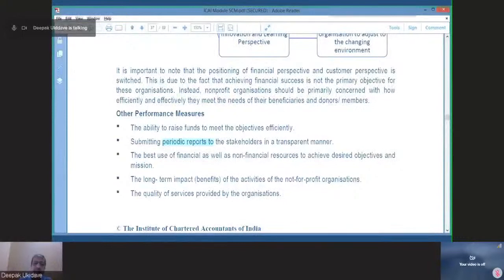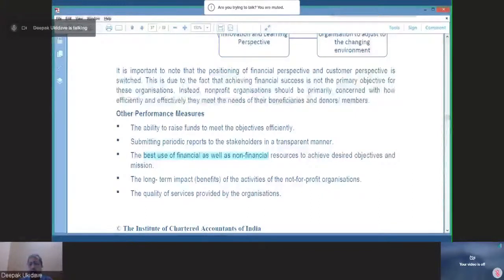Ability to raise funds, periodic reports, and the best use of financial as well as non-financial resources to achieve the desired objective and mission. Both have to be used together. So one cannot look at only non-financial; financial also, as we have seen in the balanced scorecard. Here, how we are using the funds, appropriating the funds for the benefit of people.